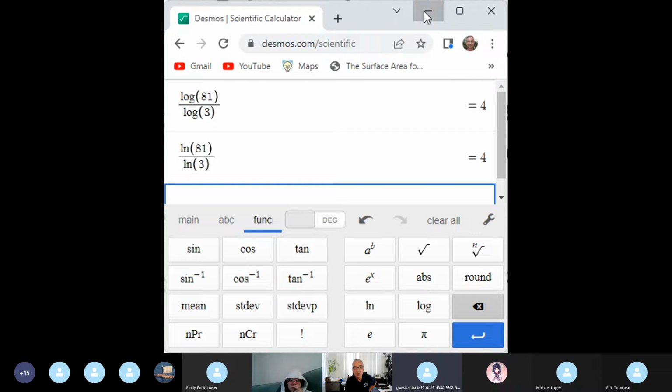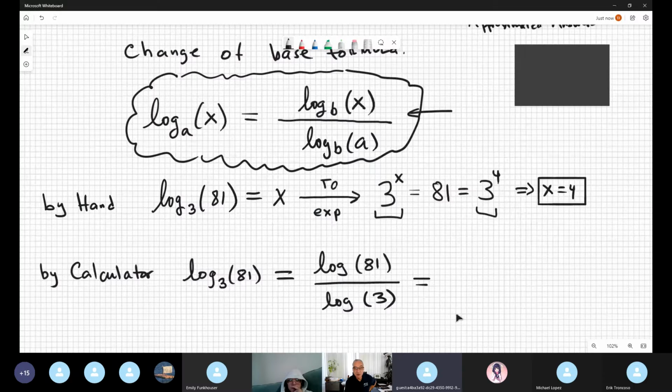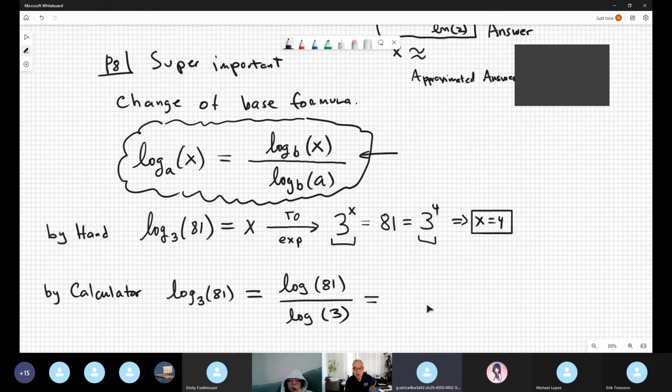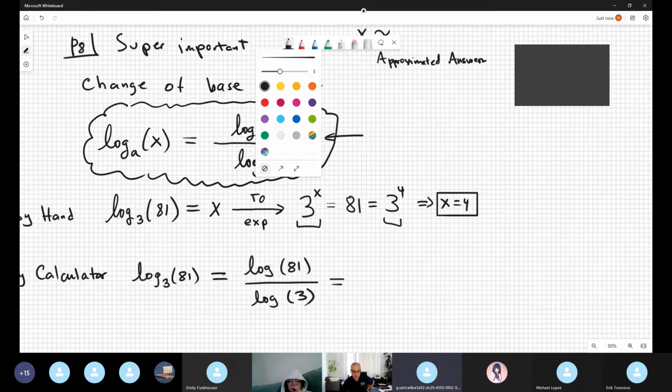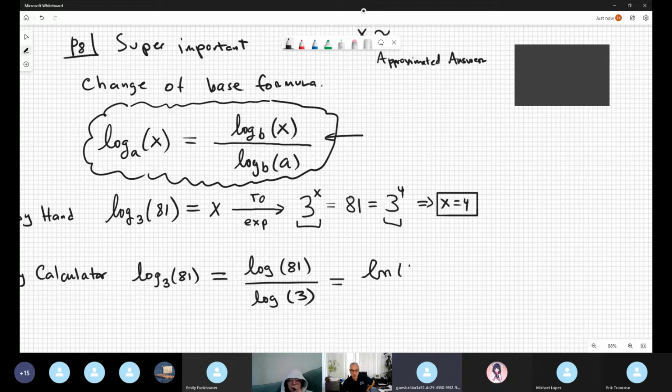Okay, I go to the whiteboard to illustrate. Do you see the whiteboard? Yes. Okay. To illustrate that it is possible to compute using common or natural, and the answer was the same, 4. So far, when I say, what is the logarithm of something?